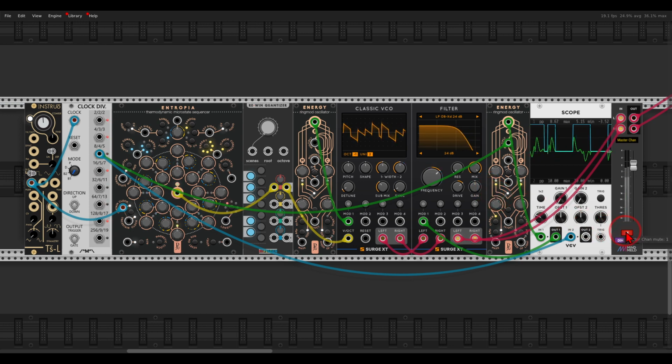So there's a lot to explore with Energy. You can create complex LFOs, you can have interesting tremolo modulation. I hope you will go and explore this concept even further.